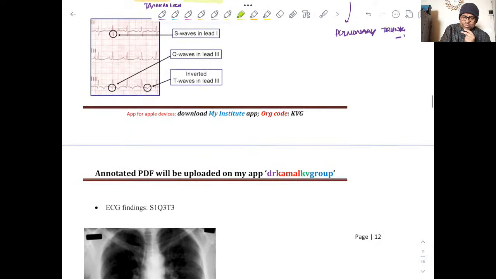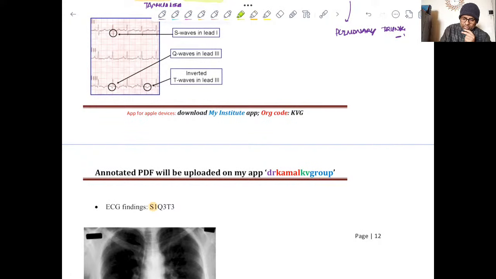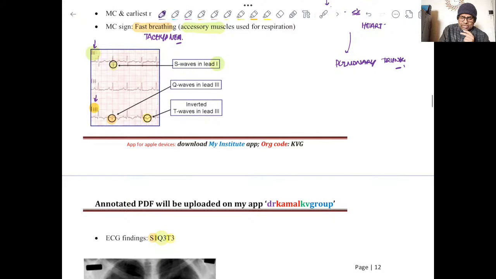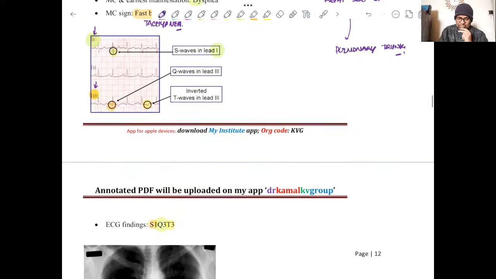Now from exam point of view, just remember the S1 Q3 T3 pattern. So S1 Q3 T3 means we will see an S wave in lead 1, then a Q wave in lead 3, and T3, so we will see an inverted T wave in lead 3. So just two leads you have to check, lead 1 and lead 3, and remember the S wave, Q wave and inverted T wave.